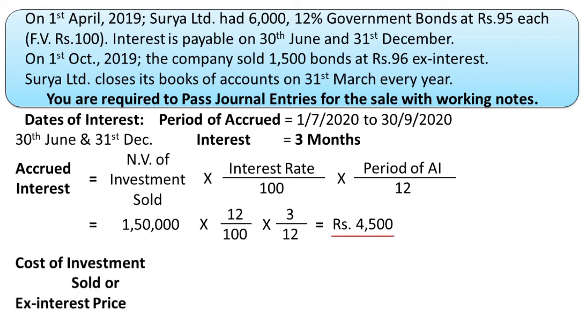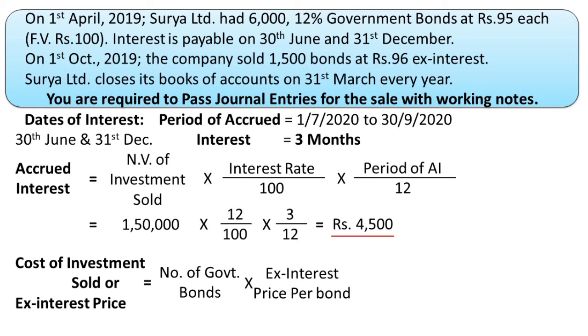Let us calculate cost of investment sold or ex interest price. In case of ex interest price or ex interest price sales, the cost of investment is nothing but ex interest price. So we will calculate ex interest price, number of government bonds sold multiplied by ex interest price per bond. Here we have sold 1,500 government bonds at rupees 96 ex interest price. So total cost or ex interest price of investment sold is rupees 1,44,000.